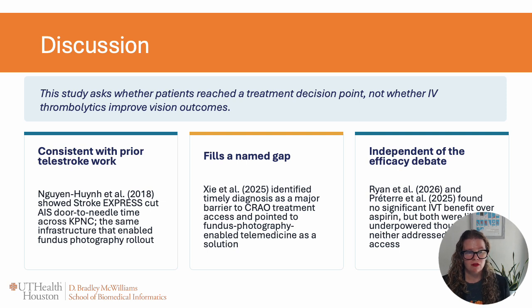As context here for our telestroke program, in 2016, the Kaiser Permanente in Northern California region rolled out the telestroke model for stroke alerts. And at that time, we had the infrastructure to improve our door to needle times and our diagnostic access to acute ischemic stroke.